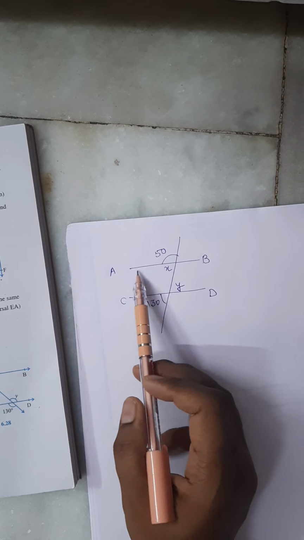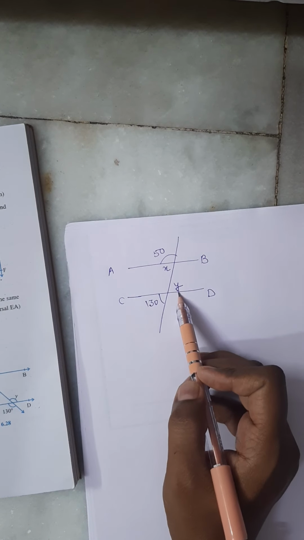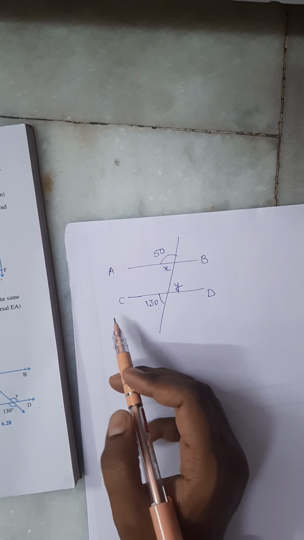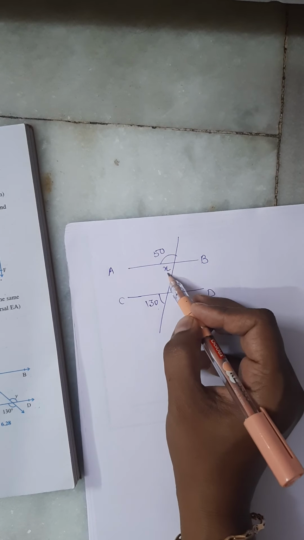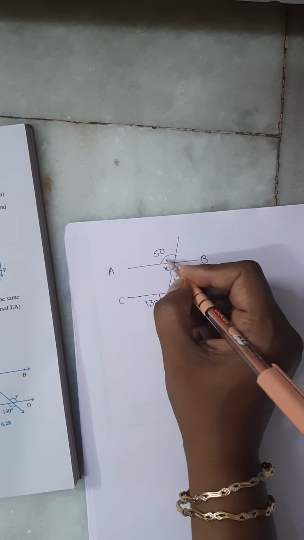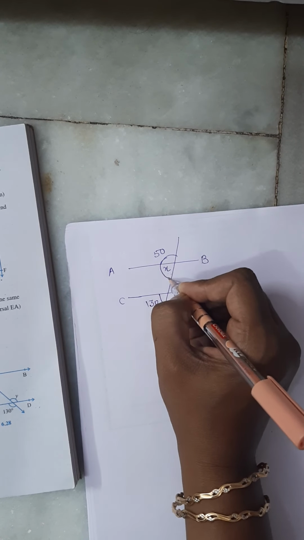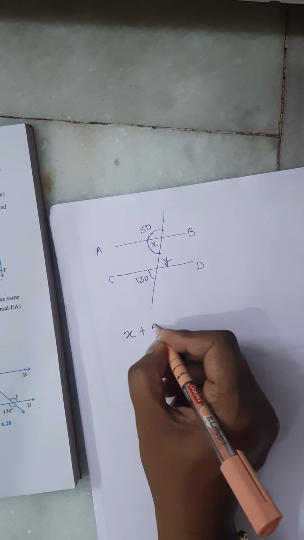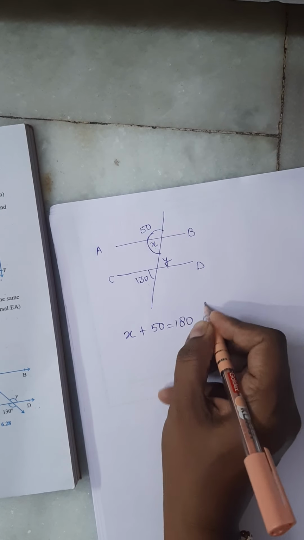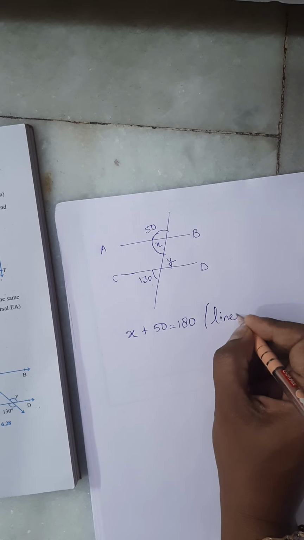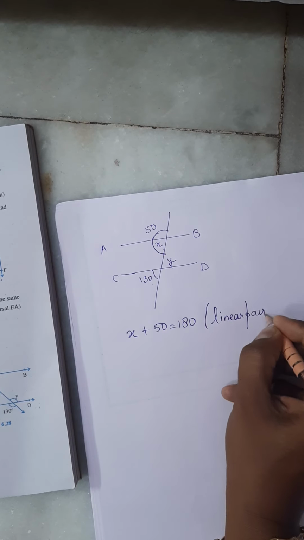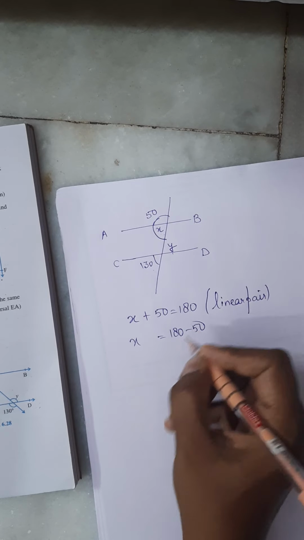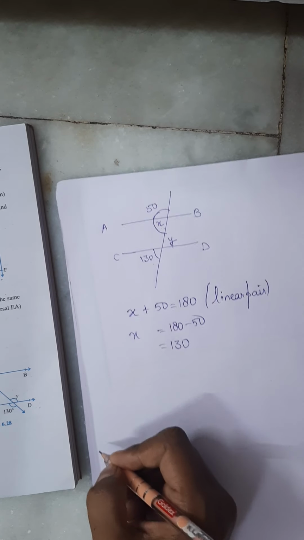Just see, this is the figure given. x and y we have to find. This 50 and this 130 are already given to us. Now just see, do we have any relation between these two angles? Yes, can we say that these two are forming a linear pair? So we can easily find the value of x. x plus 50 is equal to 180, because they are forming a linear pair. So x can be calculated as 180 minus 50, which gives you 130. So we are done with x.